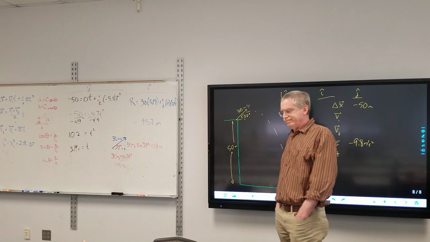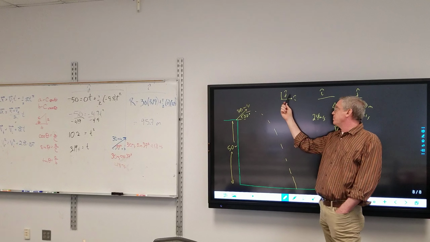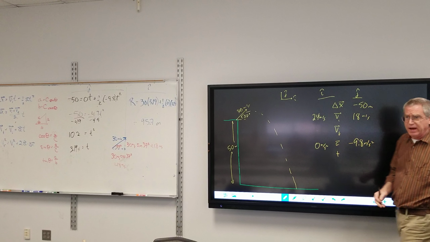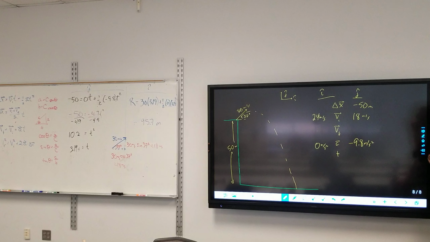My vertical, 18 meters per second. They are both positive because I chose my positive direction so that it is initially going in the positive direction in I hat and J hat. This is what I'm trying to find. And this is now the same setup as we had last time, we just have one fewer zero.